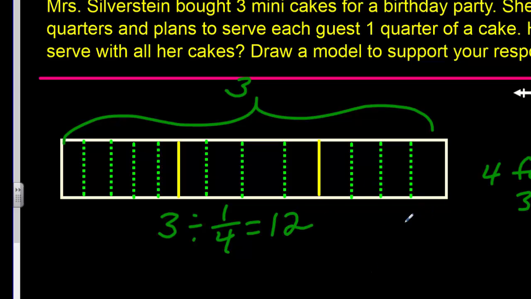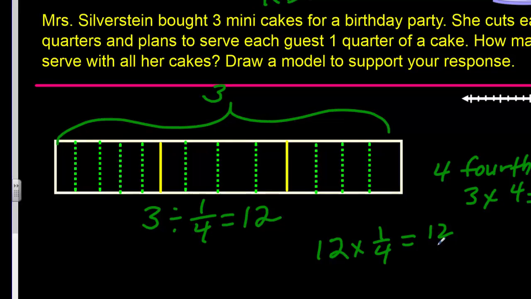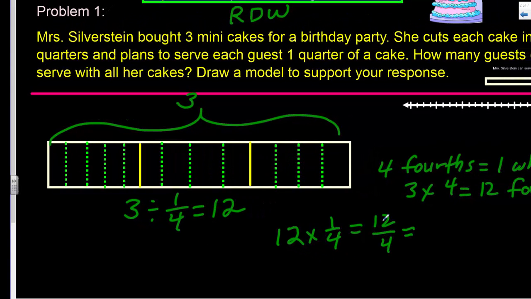And I can also double check my work by saying, well, 12 times then that 1/4 should get me back to my whole, my dividend. And in this case, yes, if we were to multiply that, we would have 12 over 4. And of course, 12 divided by 4 is 3. And there's our 3 mini cakes. So now my statement that I must write, which I believe I have prepared, might look like this.